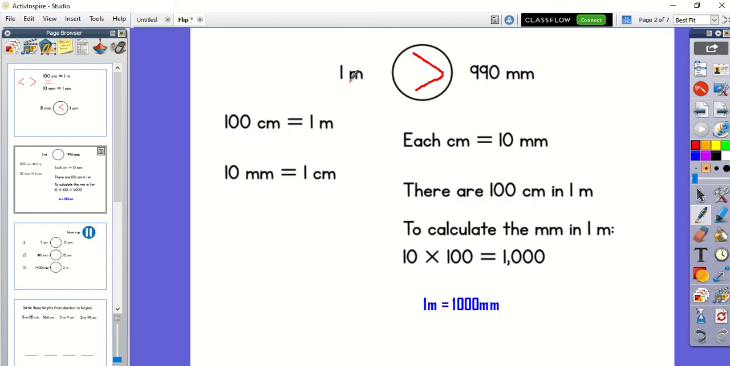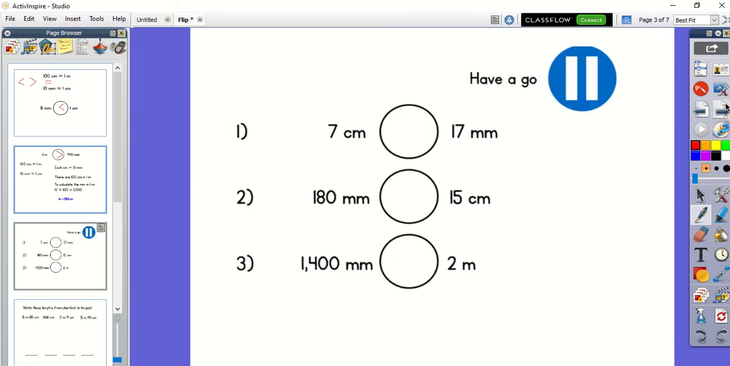So please pay attention when you're doing your work. Check which symbol is being used, which measurement is being used: centimeters, meters, or millimeters. Now that we've gone through a couple of examples, see if you can figure out the answer to these questions.